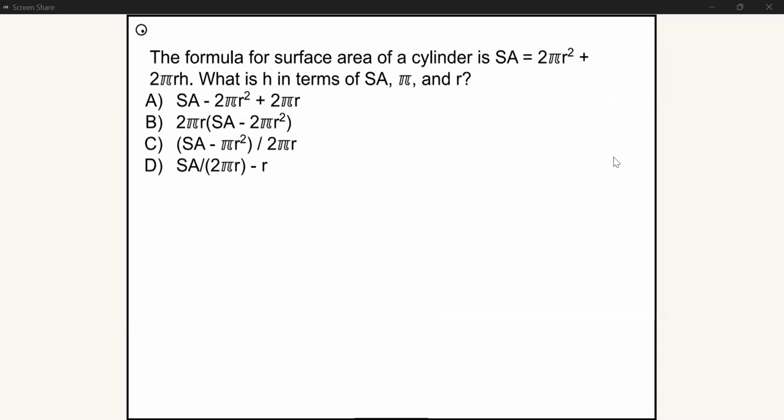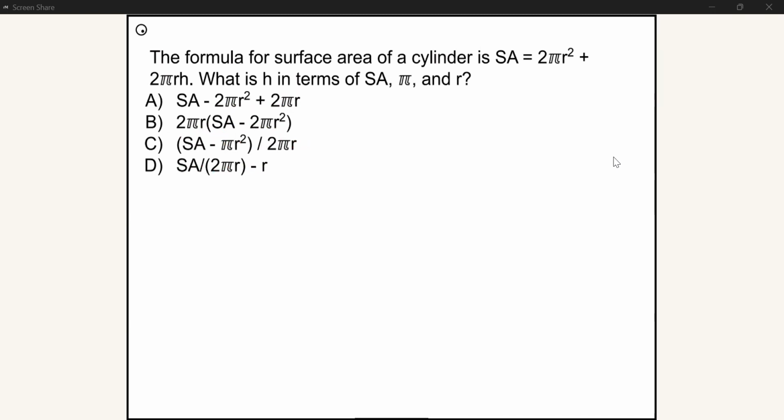The formula for surface area of a cylinder is SA equals 2 pi r squared plus 2 pi r h. What is h in terms of SA, pi, and r? Okay. So let's isolate h here. We can look at these equations, right? SA minus 2 pi r squared plus 2 pi r, 2 pi r parentheses times SA minus 2 pi r squared. Okay. And then we have surface area minus pi r squared divided by 2 pi r. Okay. And then surface area divided by 2 pi r minus r.